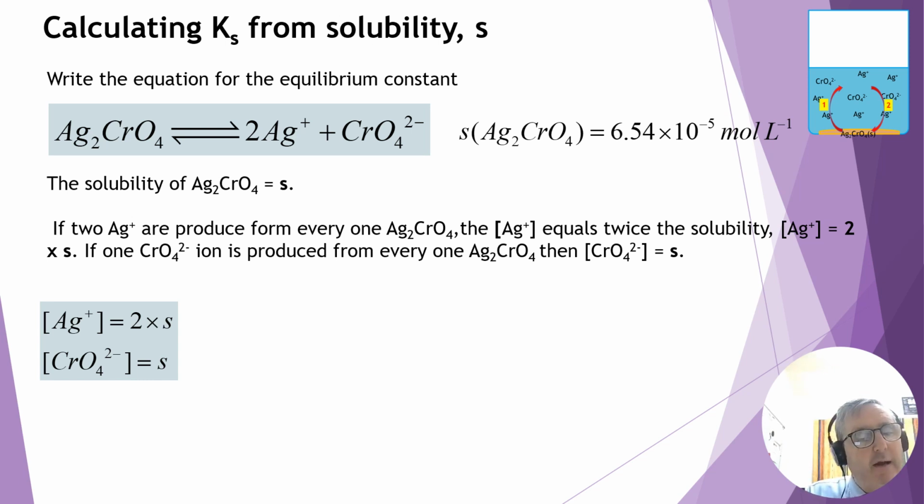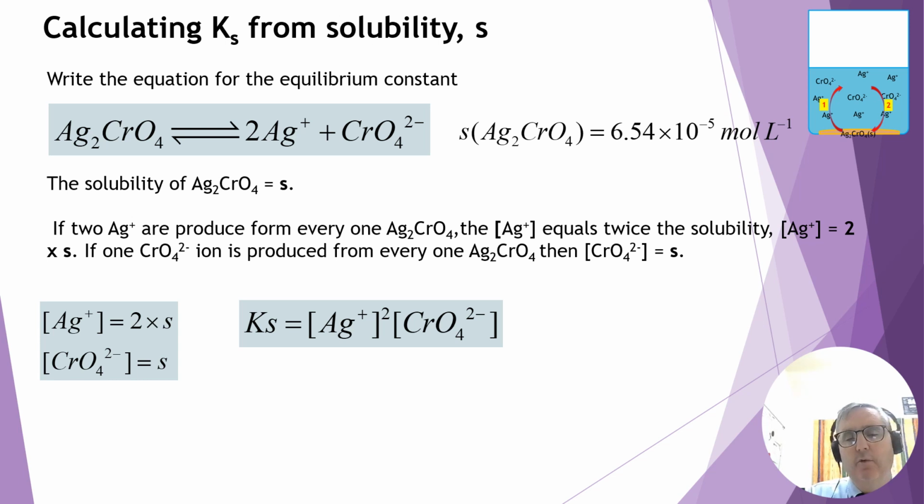I'm now going to write my Ks expression, remembering I don't put the solid in. I'm only going to put the ions on the right hand side in my equation. And the coefficient is going to become an exponent at the top of the square brackets. So we get Ks equals Ag square bracket squared times chromate square bracket. This is my Ks expression.